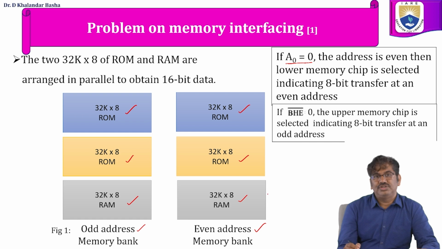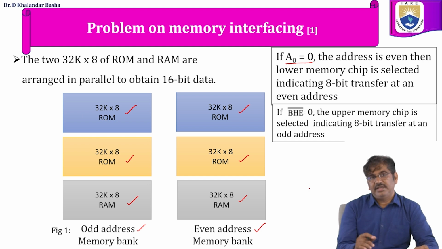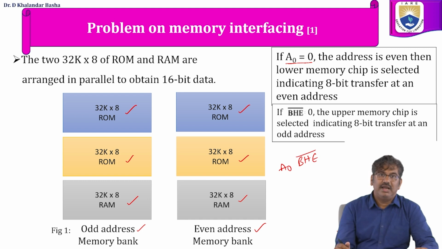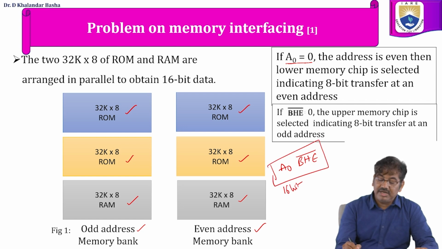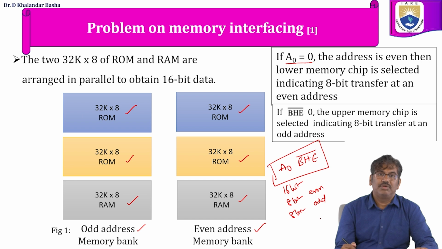Next, BHE bar equal to 0 means bus high enable. This will differentiate whether we have data of size 8 bits or a 16-bit transaction. When BHE bar is equal to 0, the upper 8 bits are used, corresponding either to a 16-bit data transfer or upper 8 bits only. When BHE bar is equal to 1, it corresponds to the lower 8 bits. So for selecting any one of these memory chips, two control signals are very important, that is A0 and BHE bar. These two lines tell us whether it is a 16-bit or 8-bit data transfer, from the even address memory bank or the odd address memory bank.